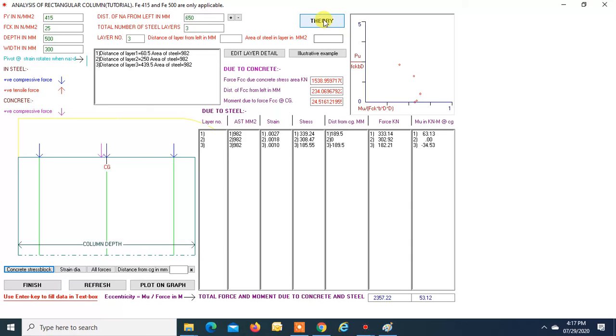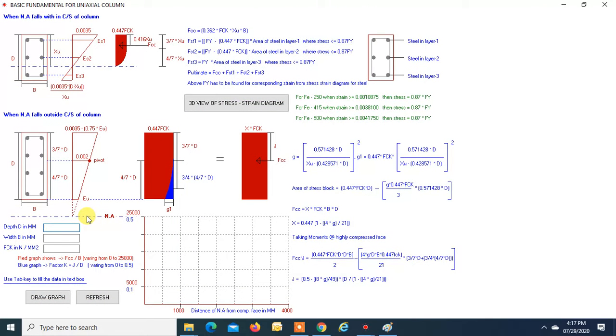Now we will see what happens when the neutral axis falls outside the column section. Okay, then we can see this is the distance, that is 3 by 7 d, and over here the strain will remain 0.002, okay, that will remain constant. This will be our pivot, or you can say the fulcrum point, okay, and this strain will vary between 0.002 and 0.0035, okay. So this is our least strain, and this strain will be 0.0035 minus 0.75 into EU. Okay, we can see the 3D stress diagram.